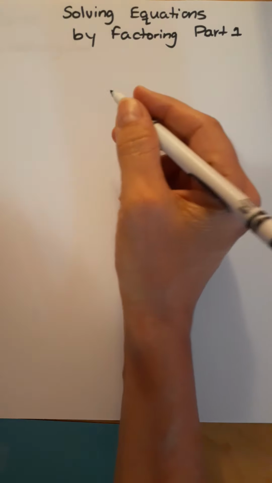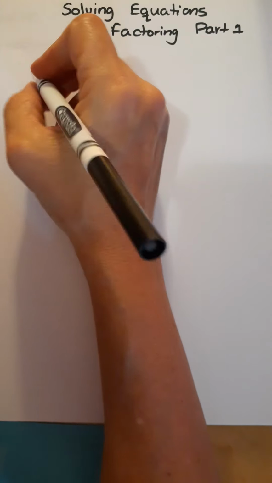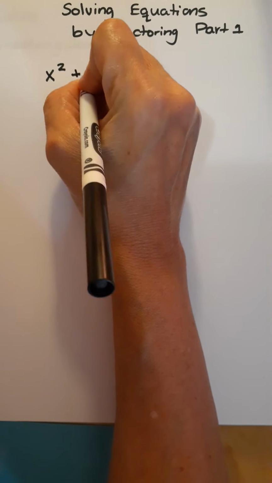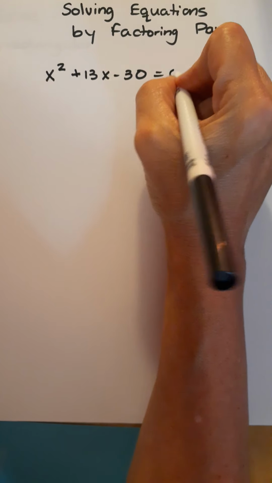Solving equations by factoring, part 1. We're going to start with a few examples on how to solve equations by factoring. We're going to start with simple trinomials, and we're going to factor them together. The first example I have is x squared plus 13x minus 30 is equal to 0.